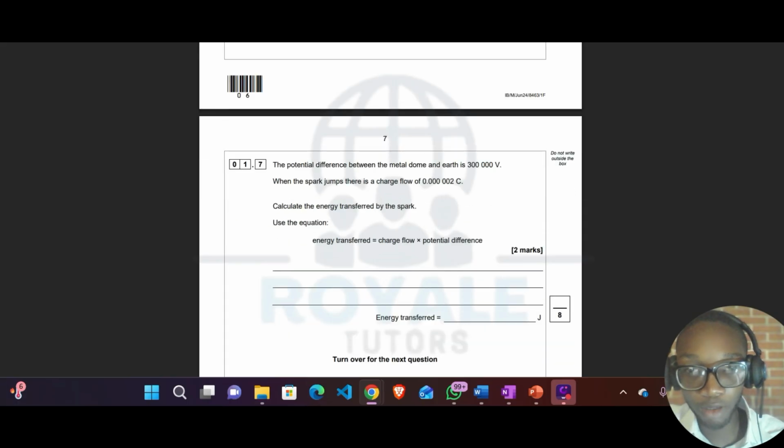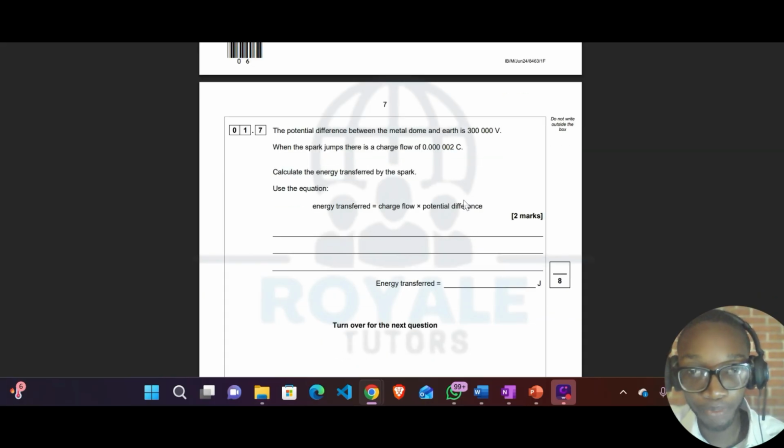Okay, now we have a calculation problem. The question says the potential difference between the metal dome and the Earth is 300,000 volts. When the spark jumps, there is a charge flow of 0.000002 coulomb. Calculate the energy transferred by the spark. And it told us to use the equation.